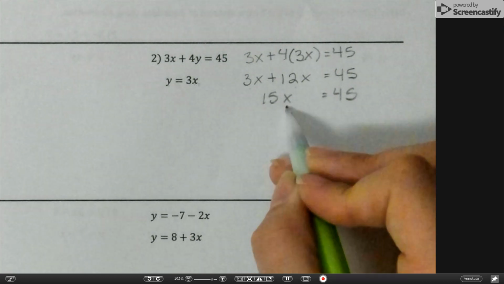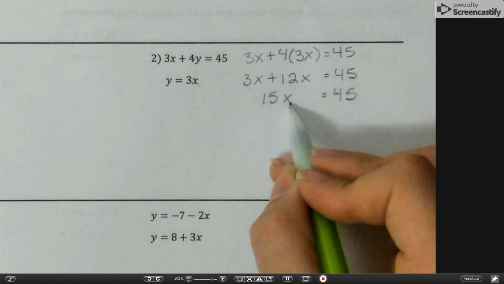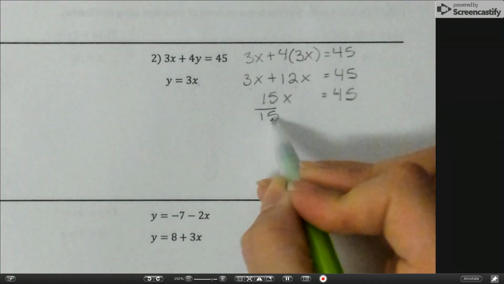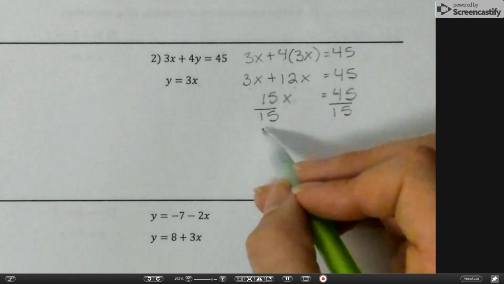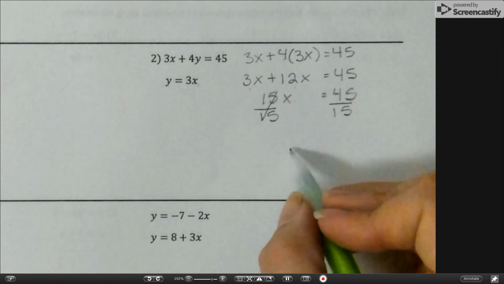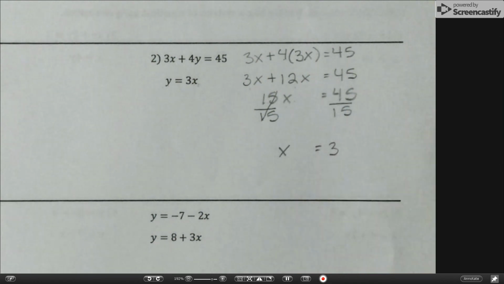We have 15 times x on this side and 45 on this side. So since we're multiplying here, we divide by 15. We do the opposite to solve for x. This becomes 1, and 1x is just x. And 45 divided by 15 is 3.